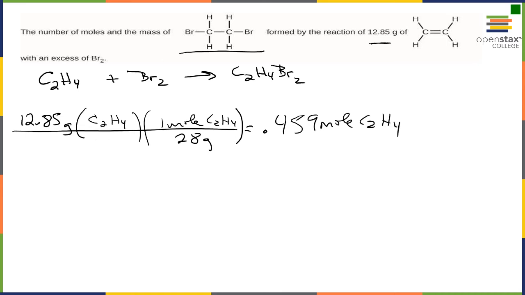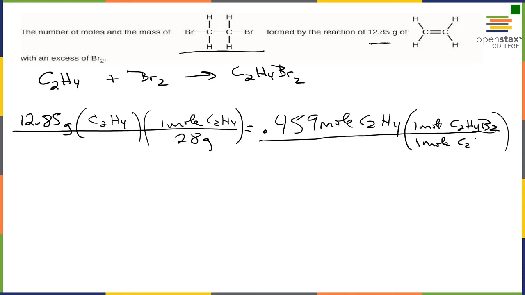Moles of what we have. Let's go into moles of what we need. Our relationship here is 1 to 1. I have 1 mole of my product, C2H4Br2, for every 1 mole of C2H4, and that's going to give me 0.459 mole of my product.